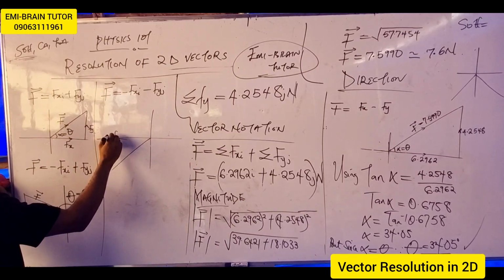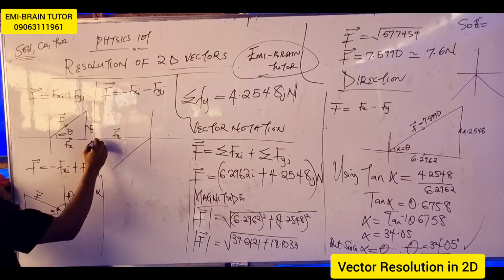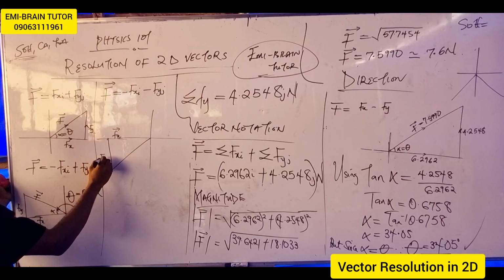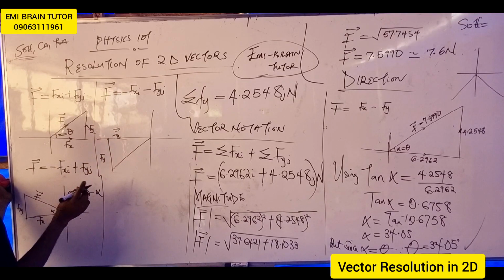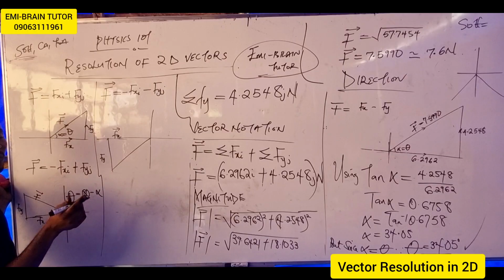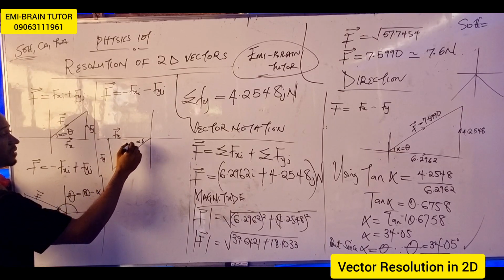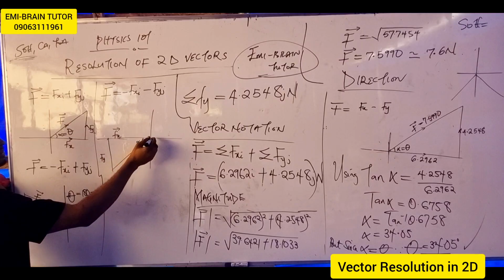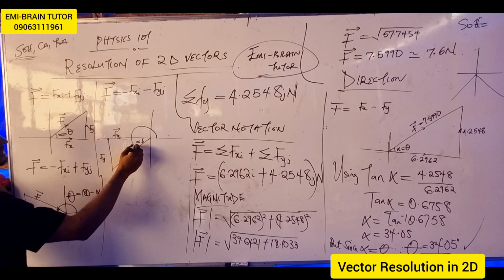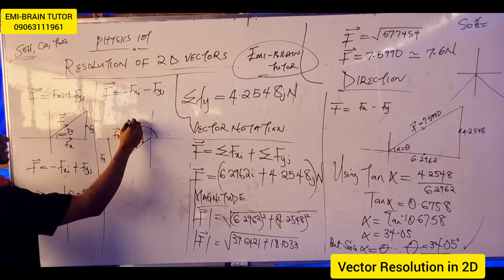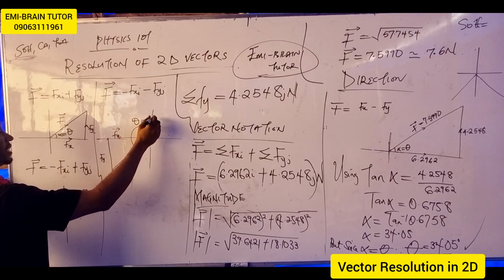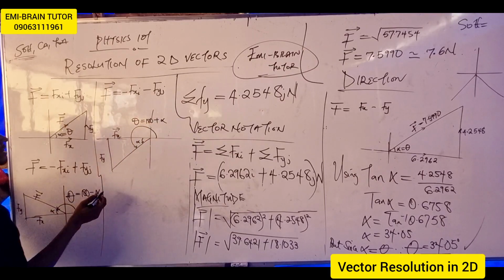So what do you call here? Fx. What do you call here? Fy. What will be the reference angle? It is on this side. What about the directional angle? From here to here, right? Are you getting the concept? And it's called theta. Theta here is 180 plus alpha.